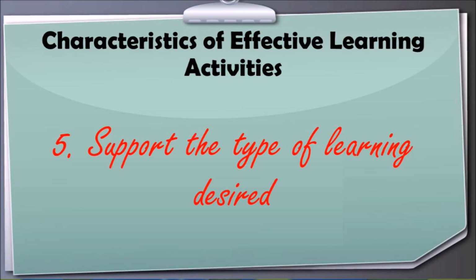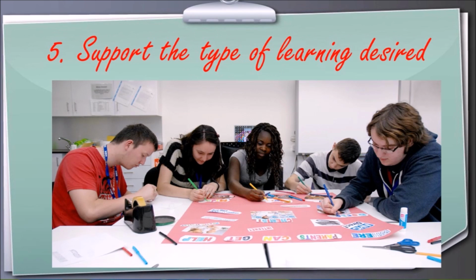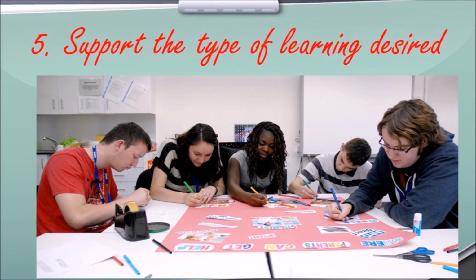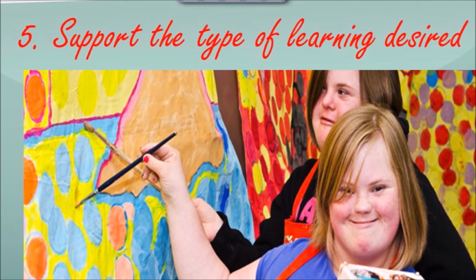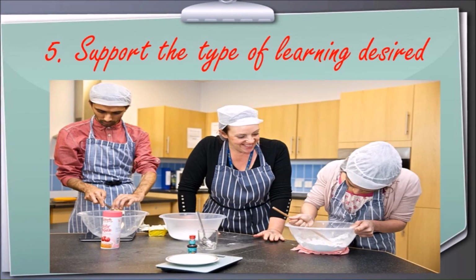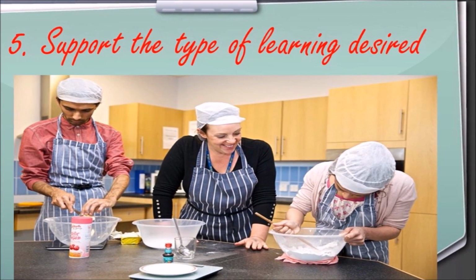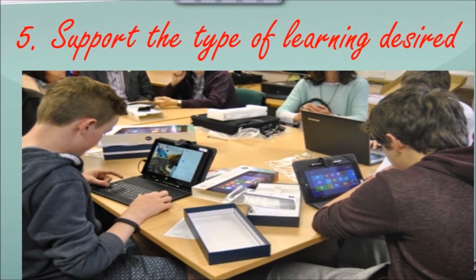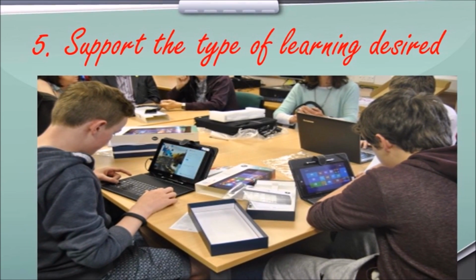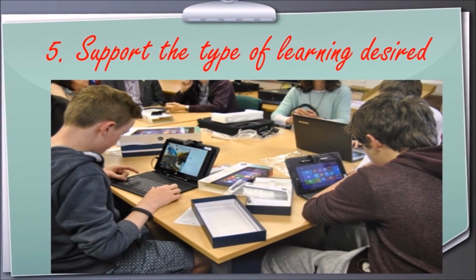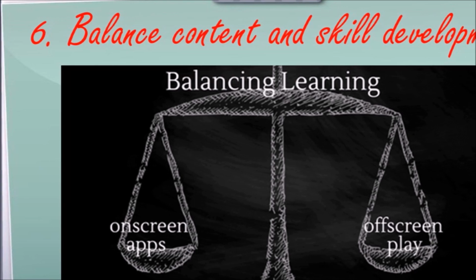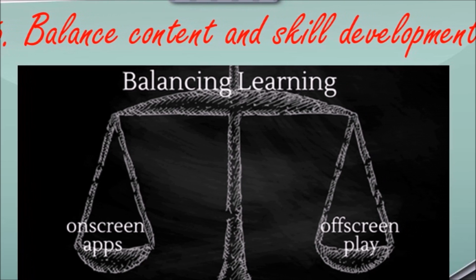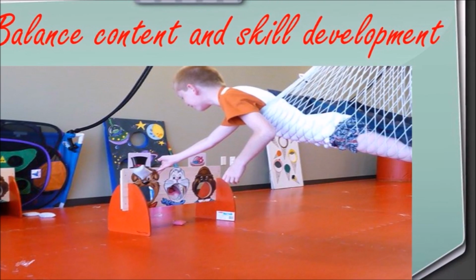Number 5. Support the type of learning desired. The learning activity must be appropriate for the type of learning called for in the learning objectives. Not all concepts, tools, processes, contexts, ways of being, or rules are well served by the same types of learning activities. Number 6. Balance content and skill development. Learning objectives should specify the proper balance between content and skill development.